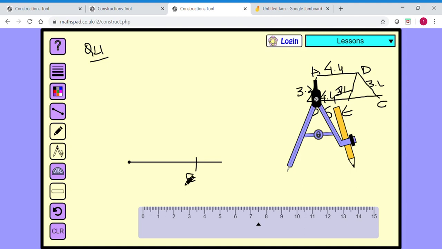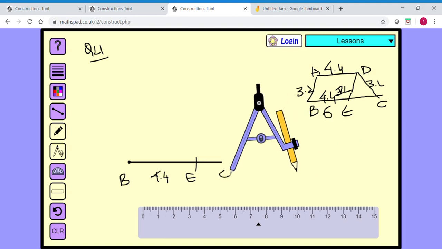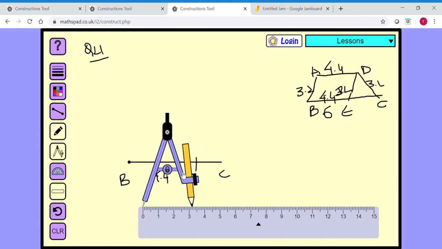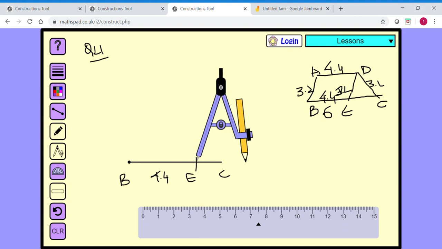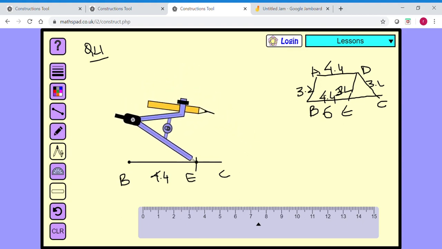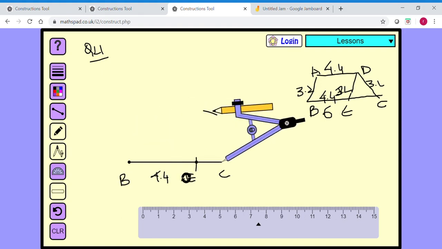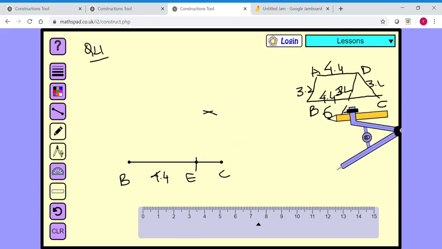This is E, this is 4.4, this is B, and this is C. Now I need to find point D, which is at a distance of 3.2 from both E and C. So let me measure 3.2 and I will keep it at E and cut an arc somewhere here. I keep it at C and cut another arc in a manner to find my point D. So this is my point D.